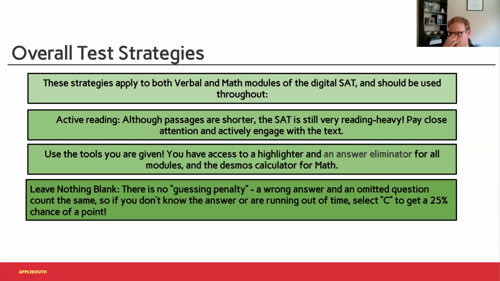I recommend C just because you want to be consistent. If you guess C, C, C, C, you're likely to get at least one of those right. If you Christmas tree it and go A, B, C, D, probably going to miss them all, just probability-wise. So leave nothing blank. Even if you're running out of time, make sure you bubble something in.